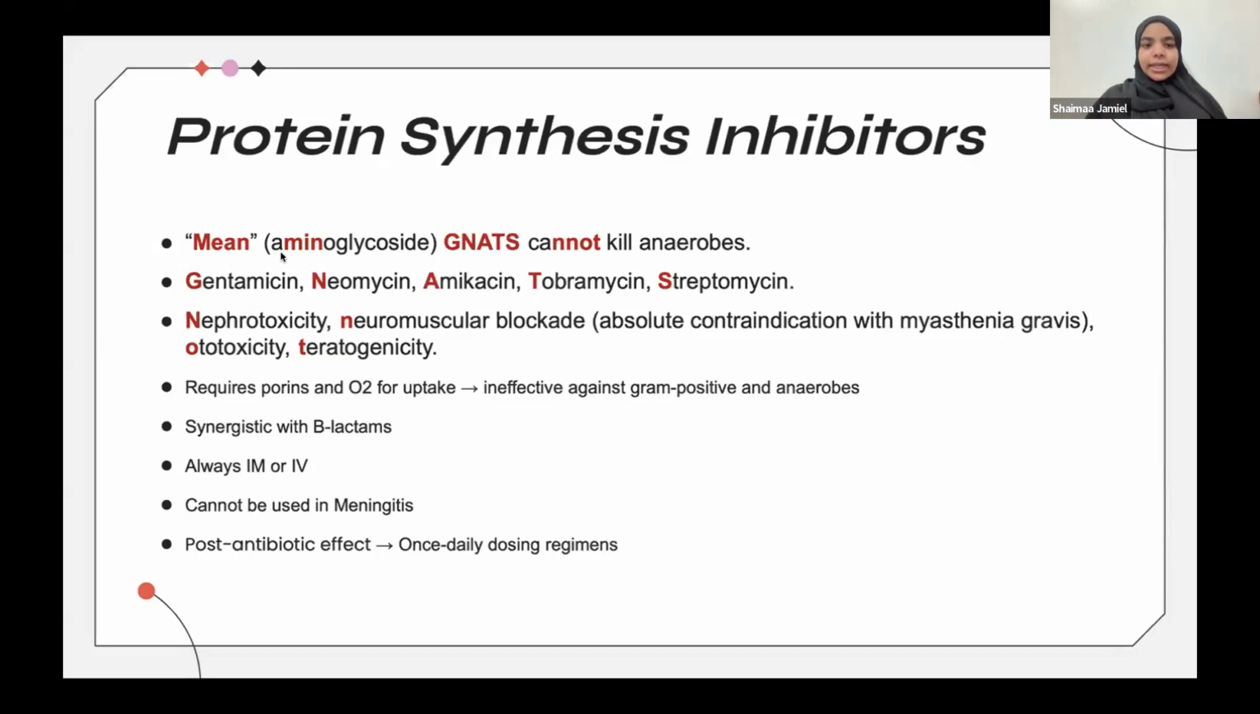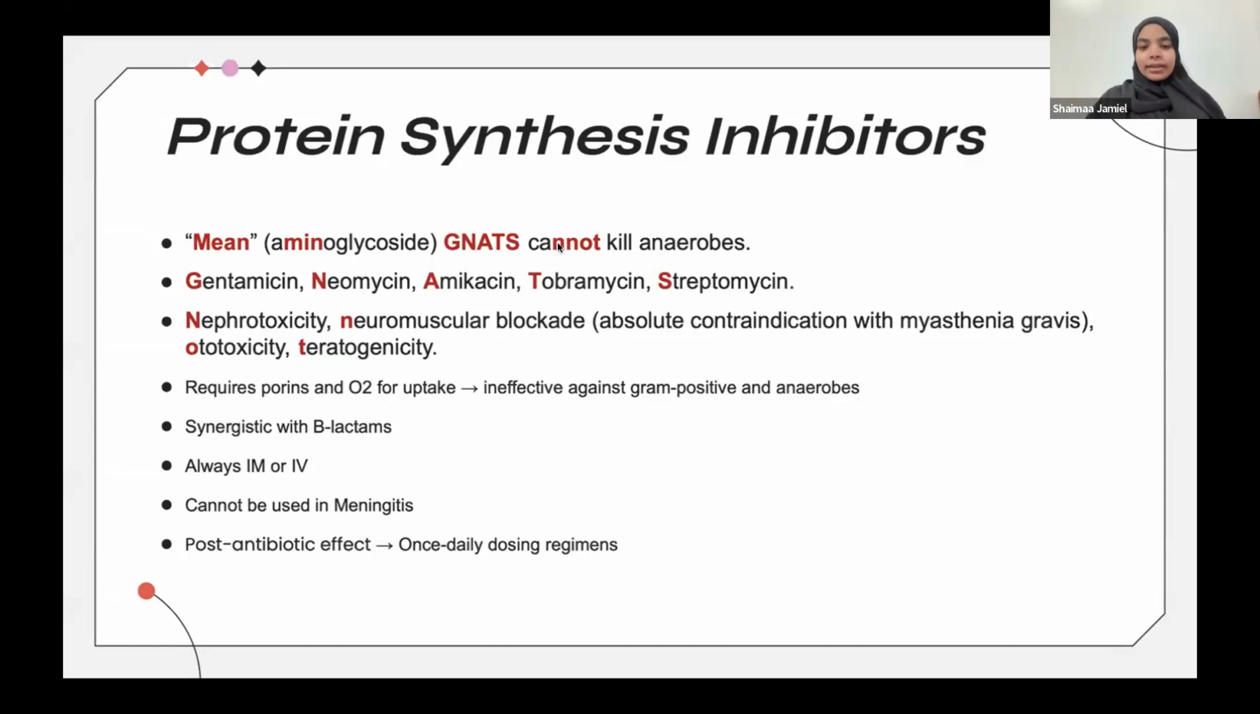So for aminoglycosides, if you know gnats, they're basically these flies, kind of weird insects anyhow. GNATS stands for gentamicin, neomycin, amikacin, tobramycin, and streptomycin. These are the drugs under the aminoglycoside class, and they cannot kill anaerobes, okay? So aminoglycosides have no coverage over anaerobes. They have coverage over aerobes like Pseudomonas aeruginosa, and we're going to see right now why.